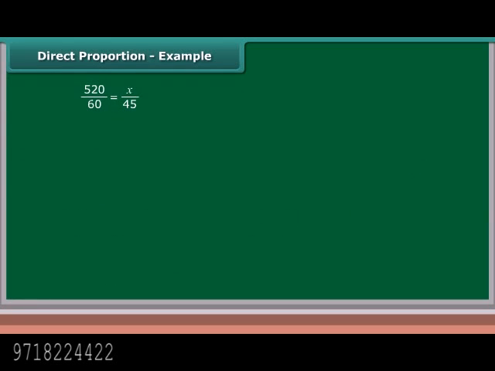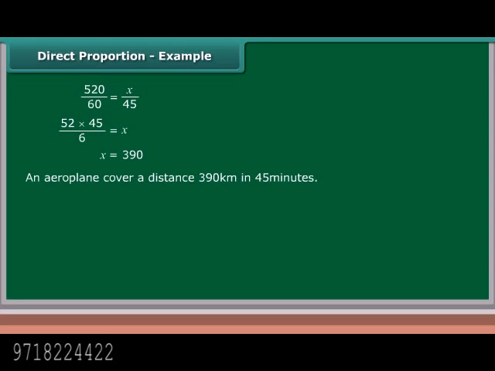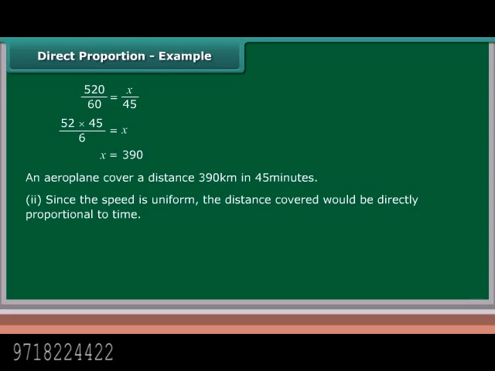520 upon 60 is equal to x upon 45. 52 into 45 upon 6 is equal to x. Therefore, x is equal to 390. An aeroplane covers a distance of 390 kilometers in 45 minutes. Since the speed is uniform, the distance covered would be directly proportional to the time.